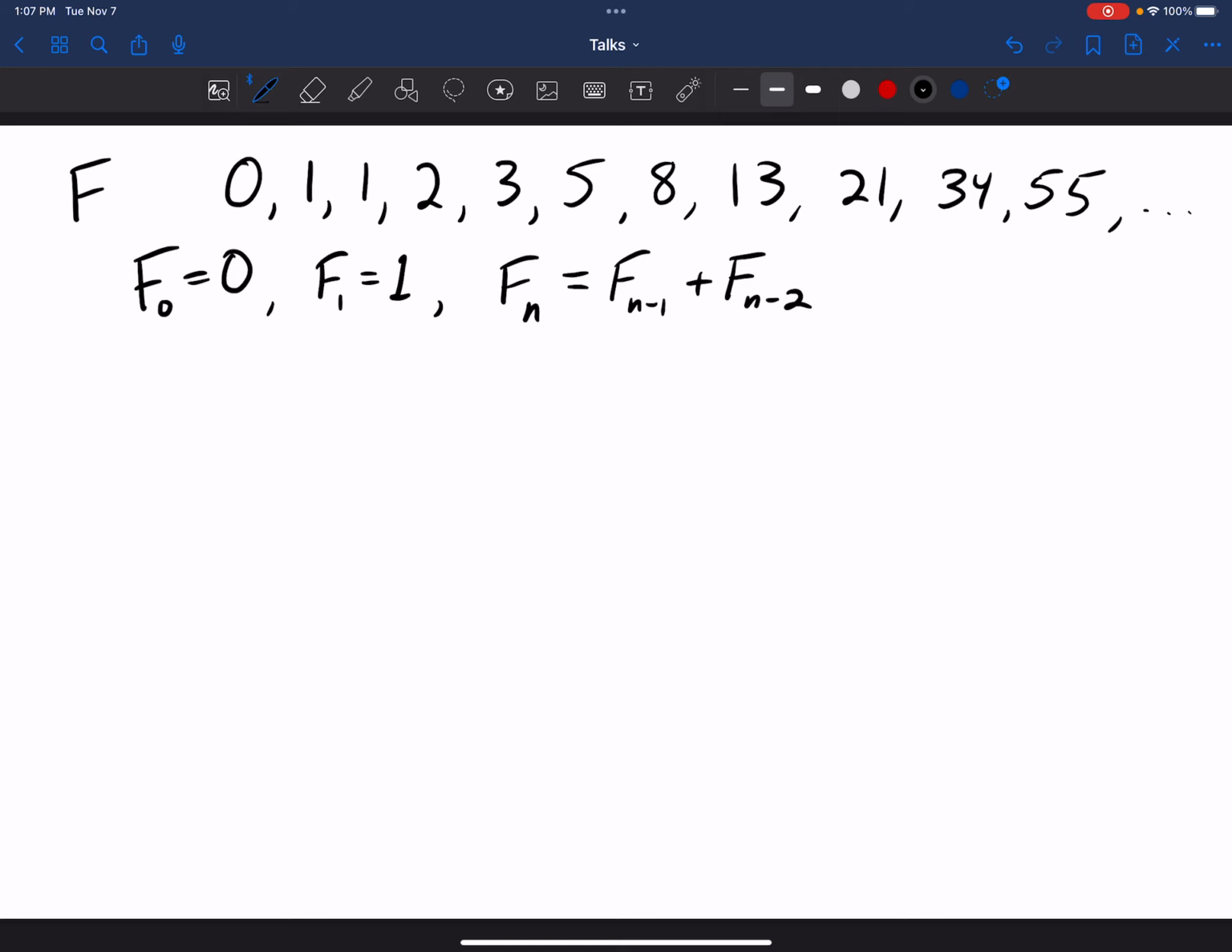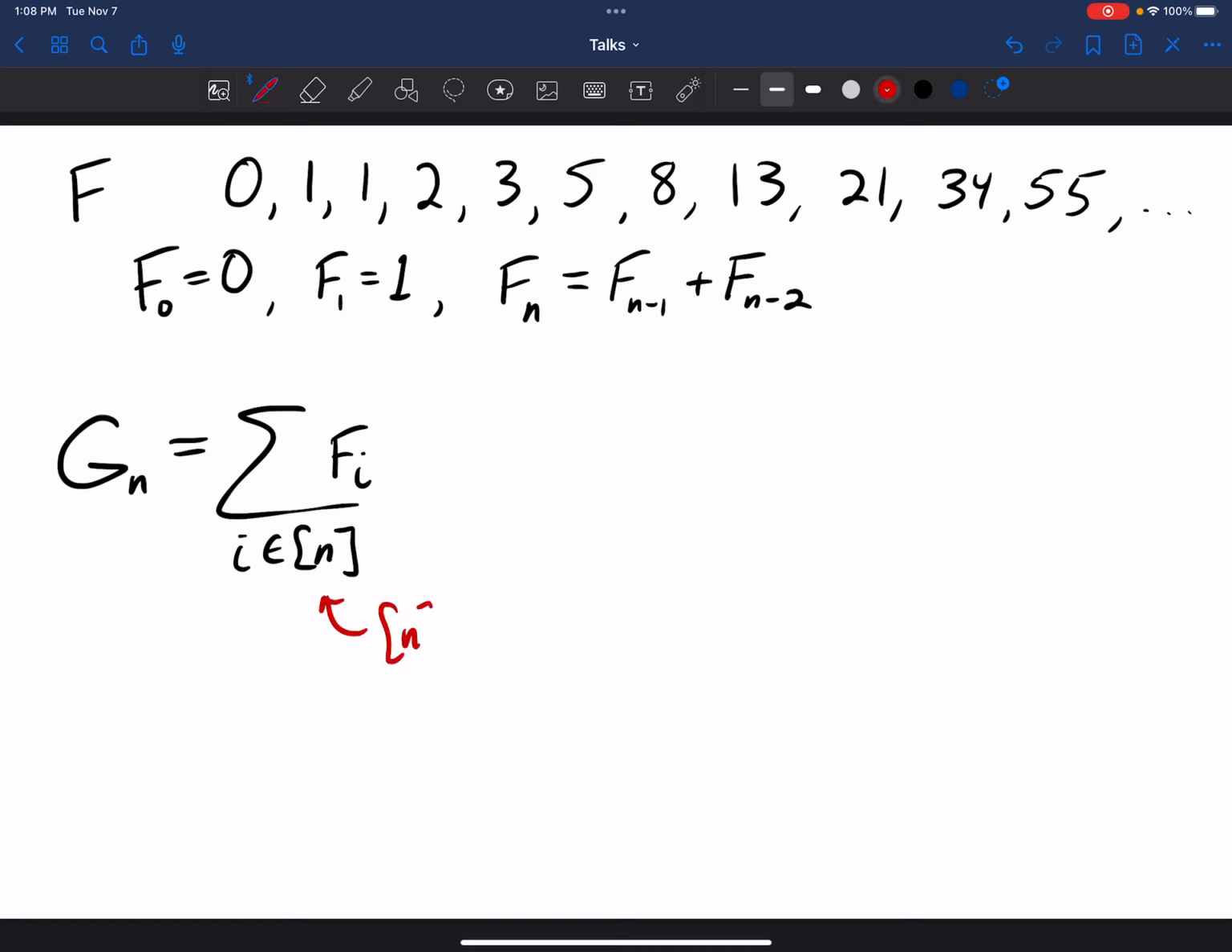I can use the Fibonacci sequence to make another sequence, and I'm going to call it G. So I'm going to define Gn to be equal to the sum of the first n Fibonacci numbers. So this is the sum for i in the range n of fi, and when I write a number in brackets like this, it's shorthand for the set that starts at 0 and goes up to n minus 1. So it has n elements in it, and that'll give us the first n indices.